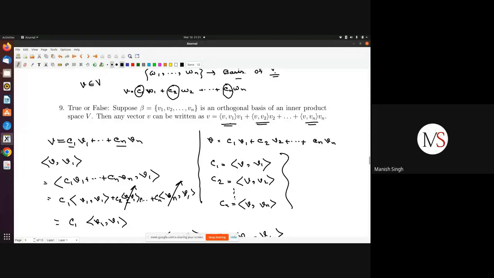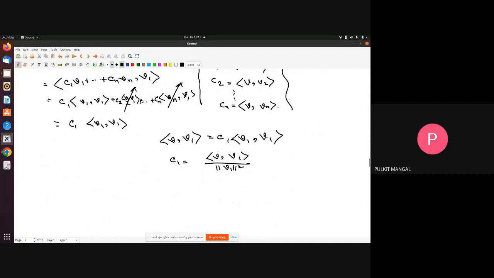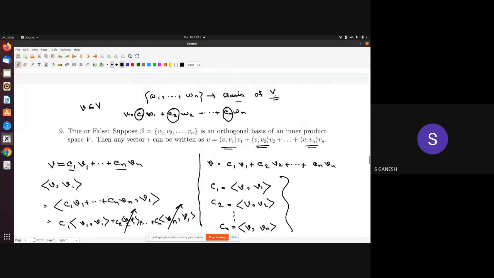But I have not written it like this. The norm of V1 square, is it? So it has to be orthonormal then, so that the denominator is 1. Exactly. If I start with an orthonormal basis instead of orthogonal, then what I have written is completely correct. Otherwise I will get a norm below.